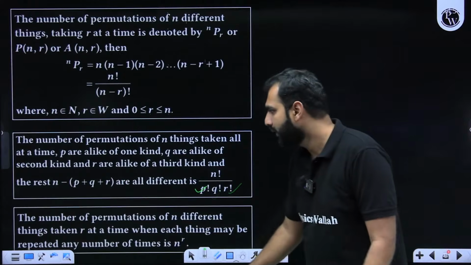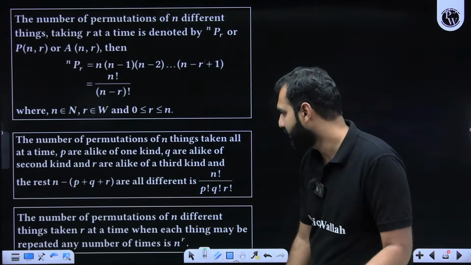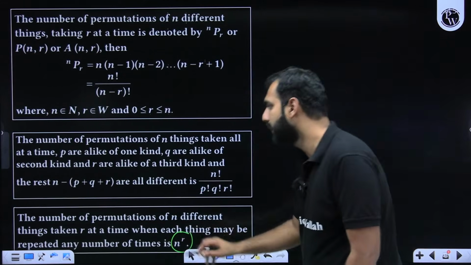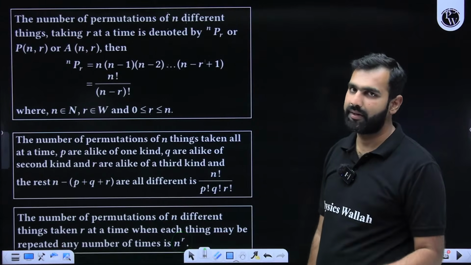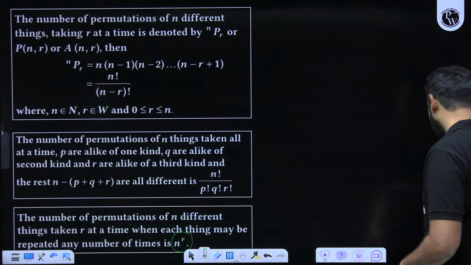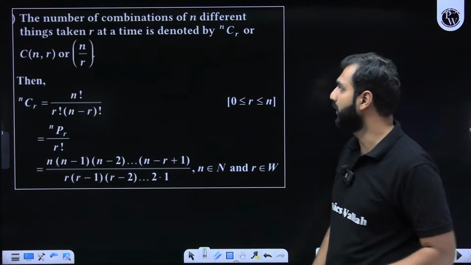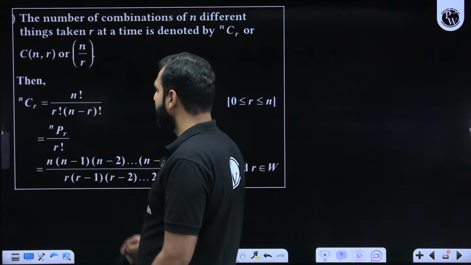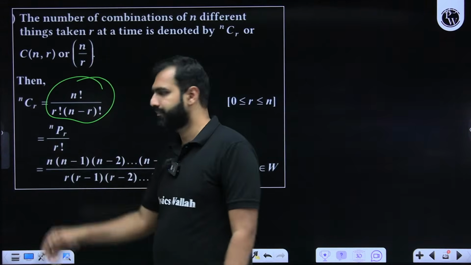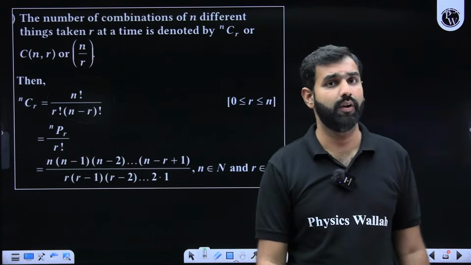Similarly, let's say N different things are there and each thing may be repeated any number of times, then it can be done in N to the power R ways. Remember that? I'm just making you revise these formulae. Here, how do you remember NCR? NCR is nothing but N factorial upon R factorial into N minus R factorial.